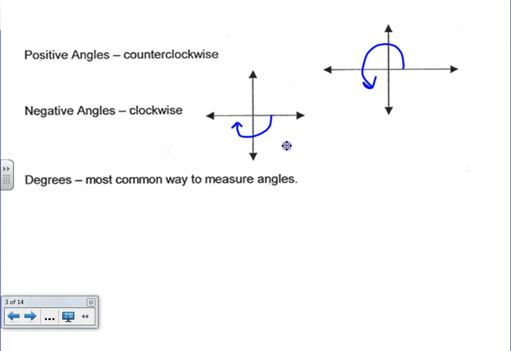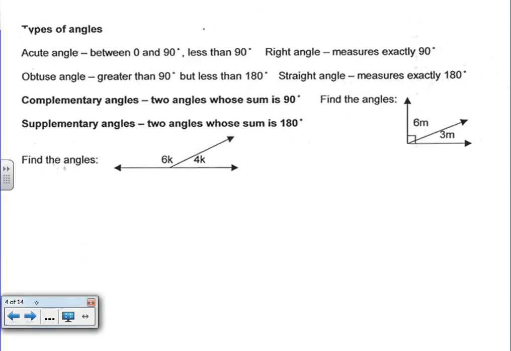Degrees are the most common measurement for our measuring of angles. We're going to learn something else called radians, and on your ACT they like to use radians quite a bit. I'm not really sure why, they just do. So, types of angles: acute between 0 and 90. They must be less than 90. A right angle measures exactly 90, an obtuse angle measures more than 90 but less than 180, and a straight angle is exactly 180 degrees. We talked about these in the last lesson as well.